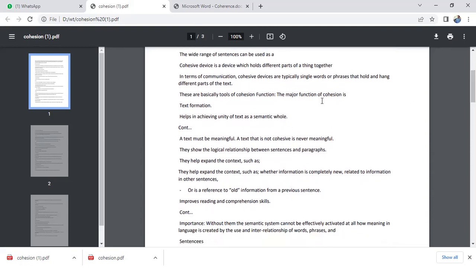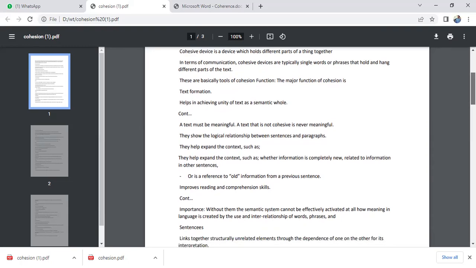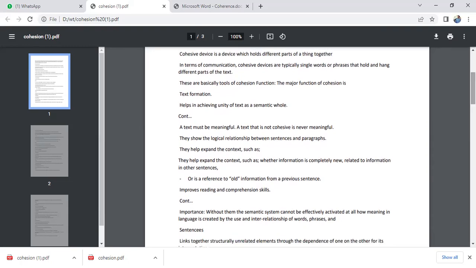Now coming towards it, there are basically tools of cohesion function. The major function of cohesion is text formation, fine. You form a text, you create a text, fine. You formulate a text through cohesive devices. How it also helps in achieving unity of a text.